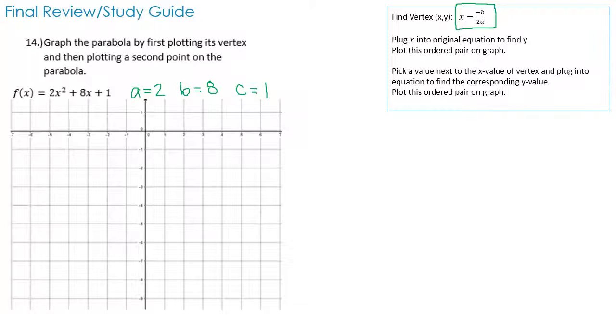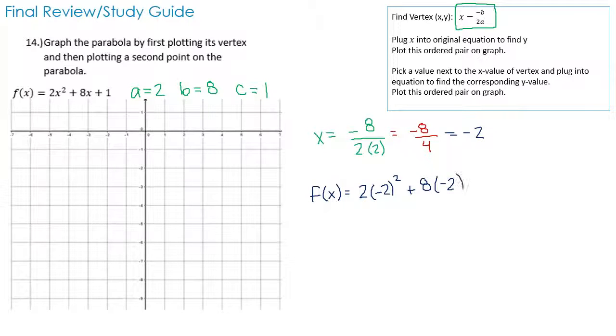So now we're going to find the x value of our vertex. So x is equal to opposite b, so negative b, or negative 8, excuse me, over 2 times 2. So simplifying that, that's going to give us negative 8 over 4, or negative 2. So the x value of our vertex is negative 2. Now we need to find the y value of our vertex. So we're going to plug in the x into our original equation to find that y value. So we'll get 2 times negative 2 squared plus 8 times negative 2 all plus 1.